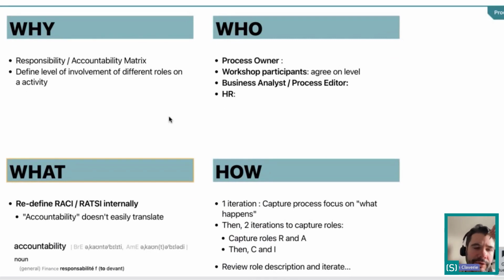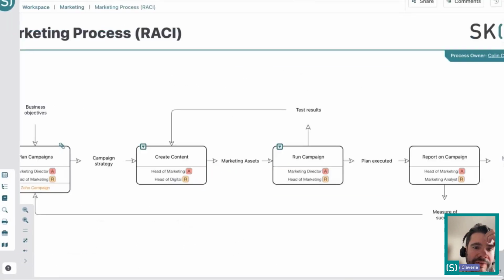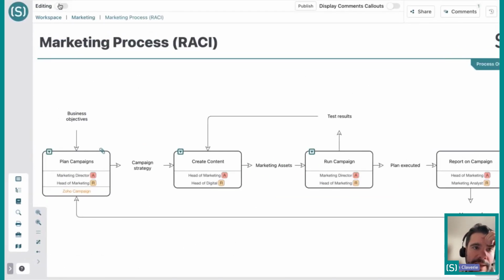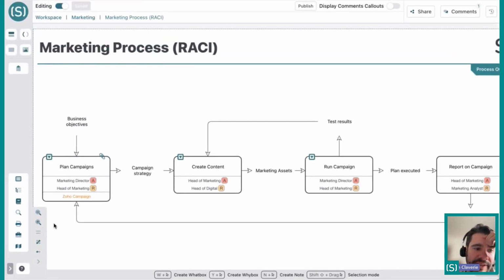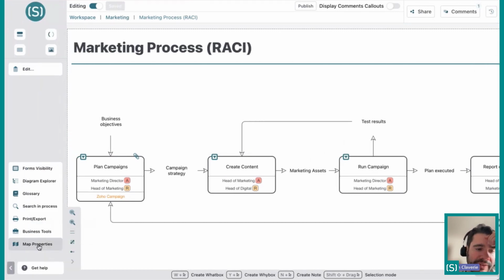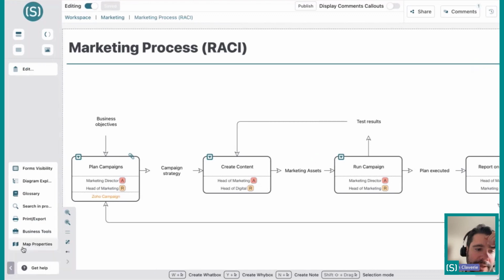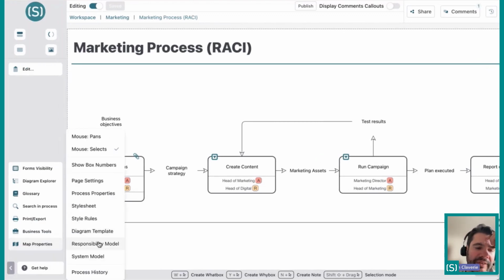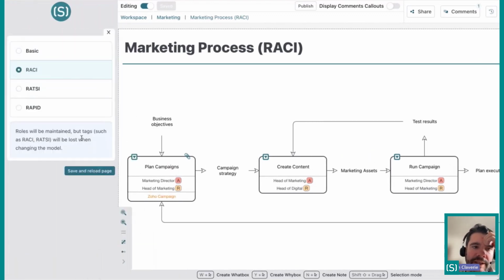Now I will show you 2 things. First, how to enable it on a process if it's not enabled yet. You can enable it here. I will just expand this menu, map properties. Okay, the little map icon, map properties, and it's called responsibility model. Here you can choose. We have RAPID built in as well. So RACI, RATSI, and RAPID are built in.